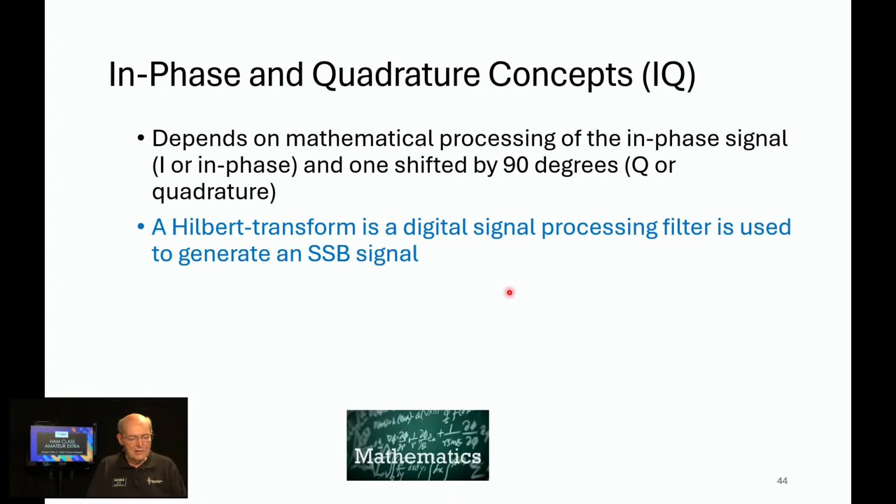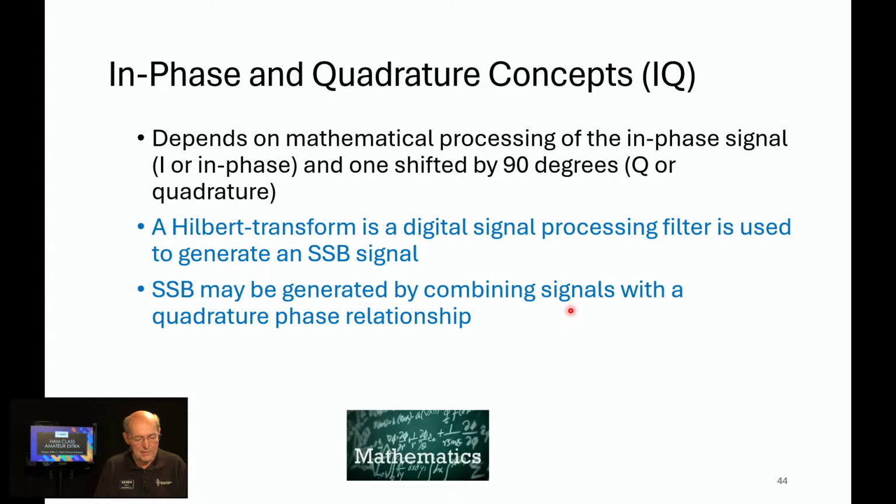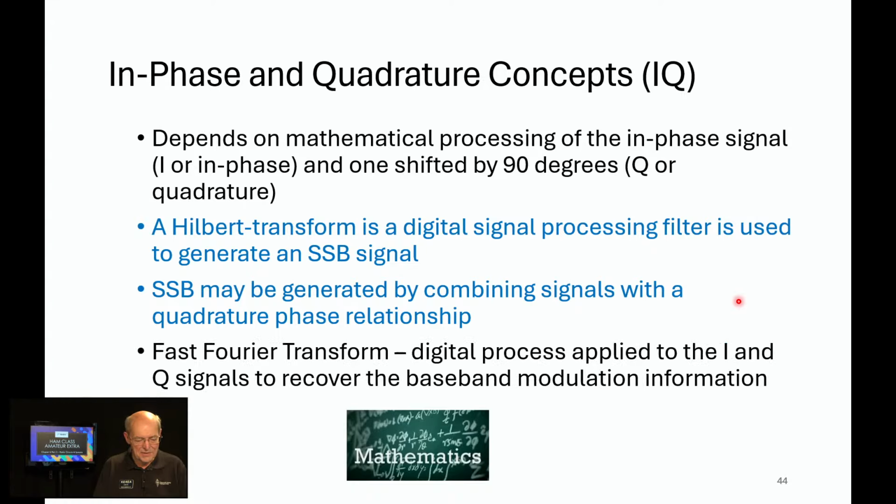And then there's a mathematical function called a Hilbert transform. It's a digital signal processing filter used to generate an SSB signal. So this is how we generate single sideband digitally, without all of the methods we've talked about previously. This would be the phasing method, which we did talk about. So single sideband may be generated by combining signals with a quadrature phase relationship. Those are the I and Q signals we talked about, the in-phase and the quadrature signal. And we're just dealing with facts here. You don't have to recreate this.